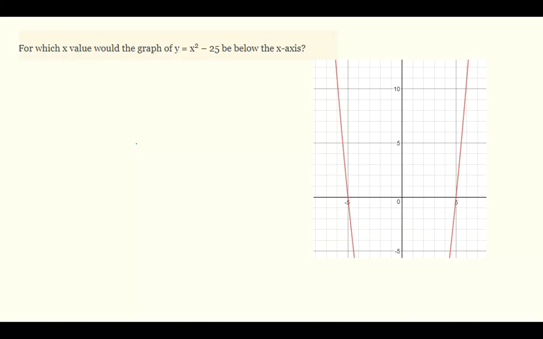For which values would the graph be below the x-axis? In this case, we did the same thing. I just graphed it. Now, any numbers between -5 and 5 would work. So if we wanted to say, well, at 4, we would know that the graph would be below the x-axis, because anything between -5 and 5 would give me a value that would be under the x-axis. So any number between -5 and 5 would work. So we could say at x equals 4, or x equals -4. Anything that would fall between these two numbers would be a correct answer.